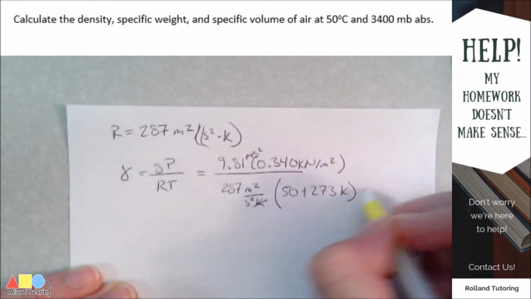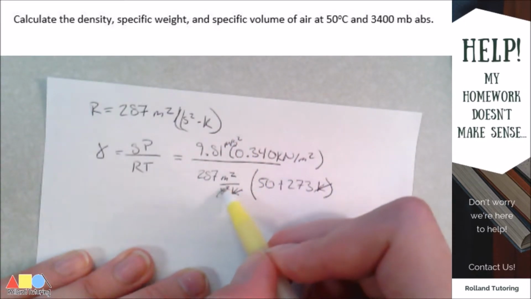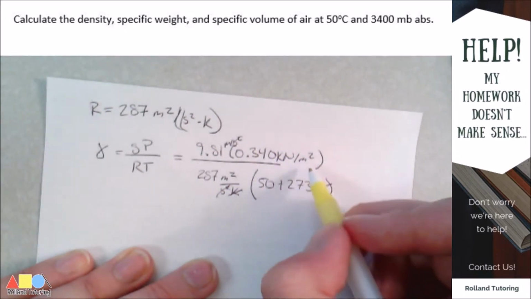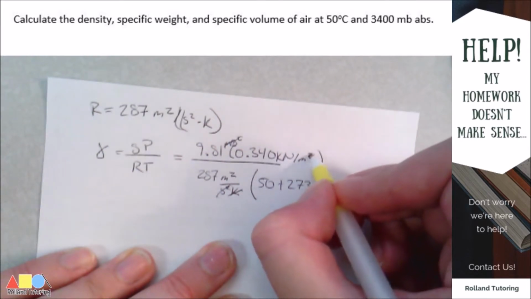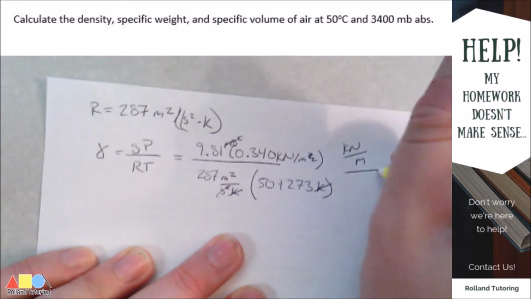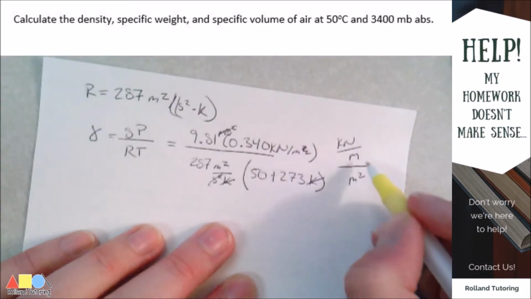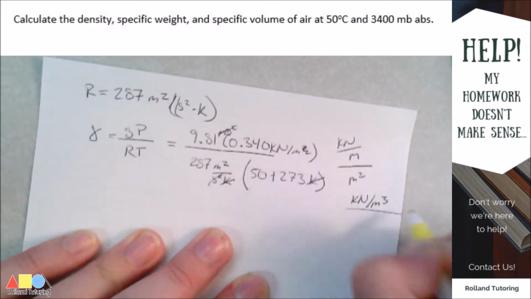So we can go through and look at our units here. Second squared and second squared should cancel. We get a 1 meter here, so we have kilonewton per meter on the top over meter squared, which turns into kilonewton per meter cubed. That'll be our final unit.